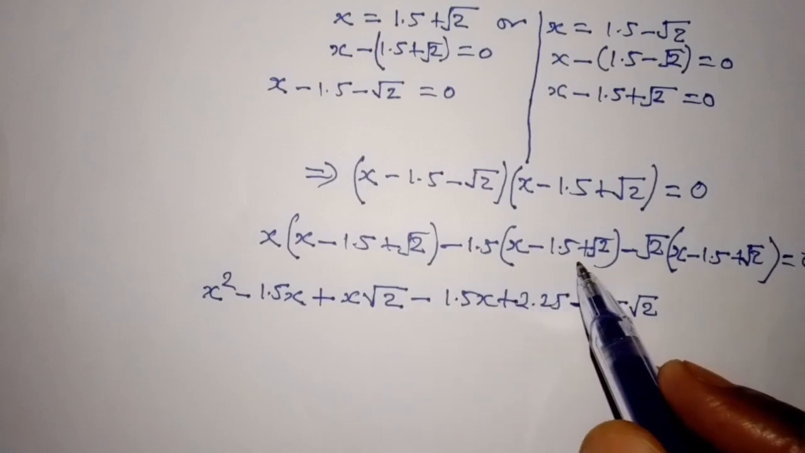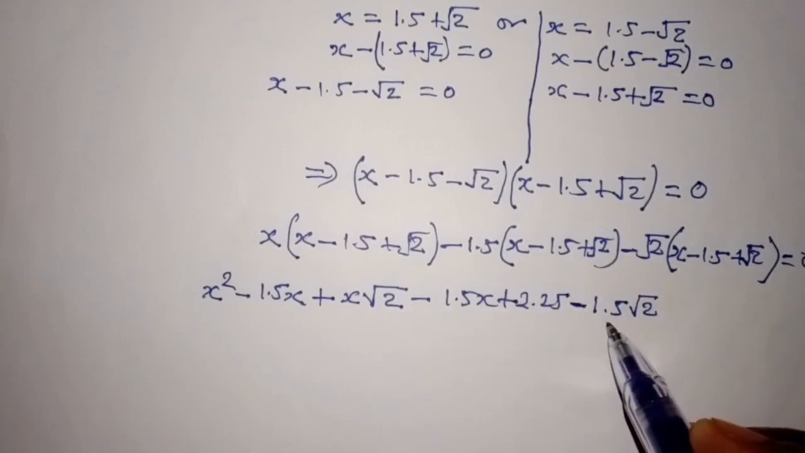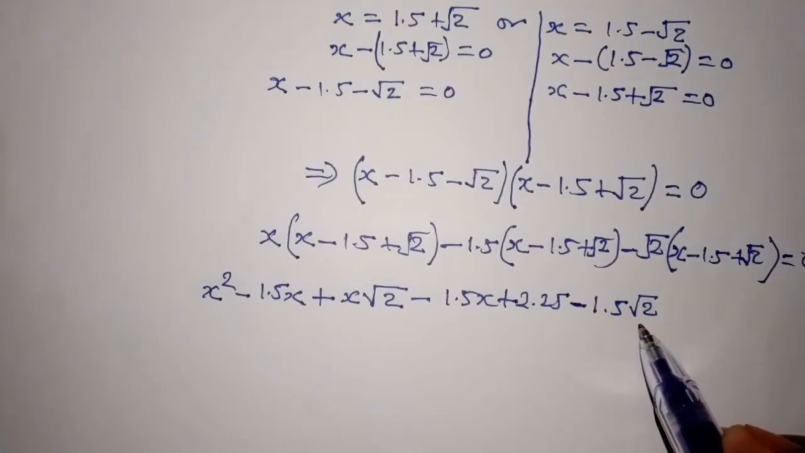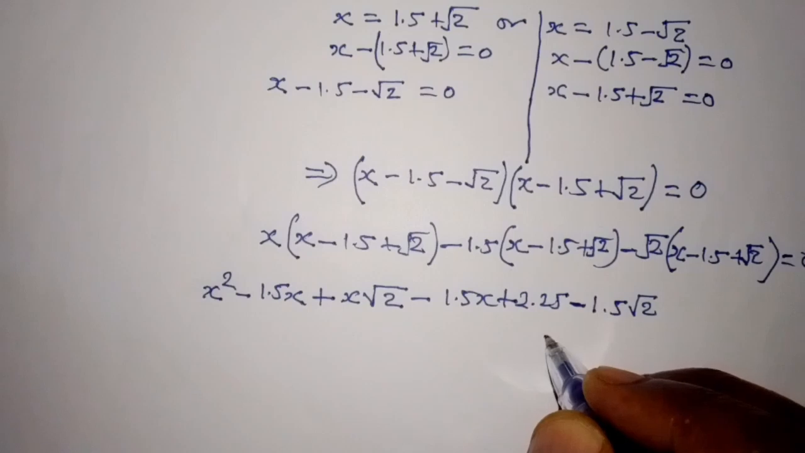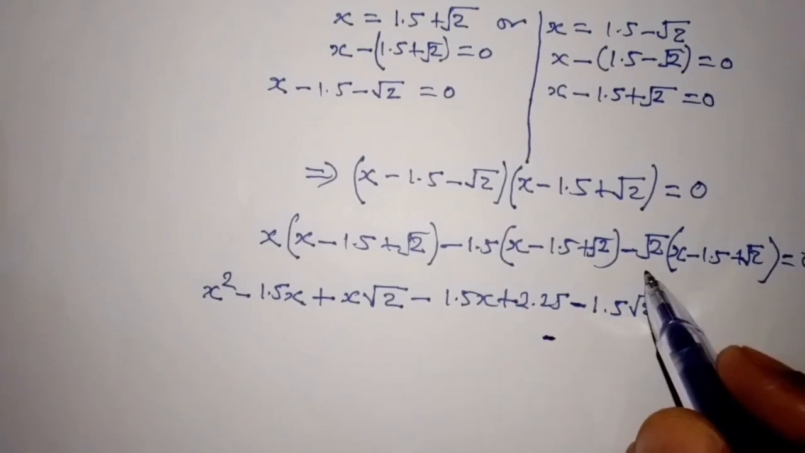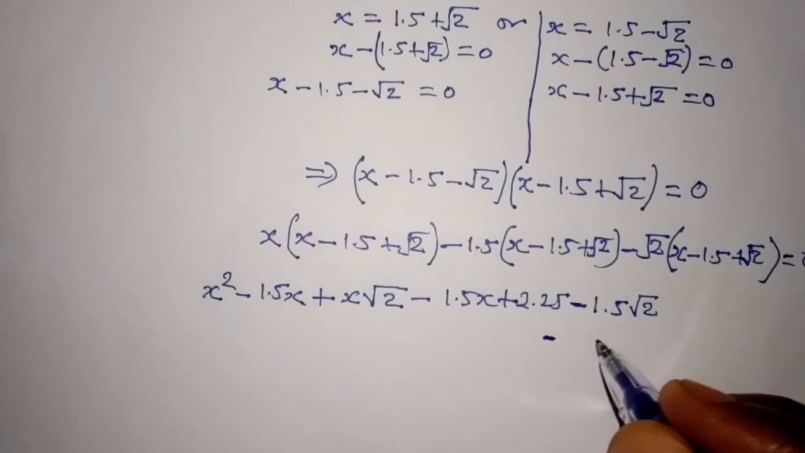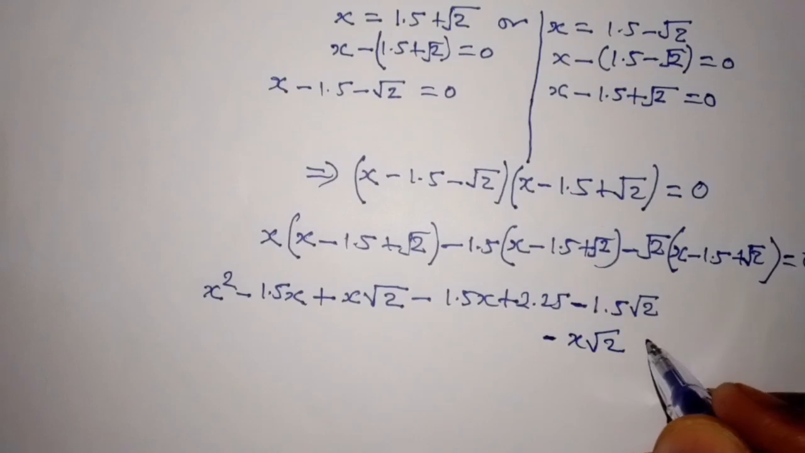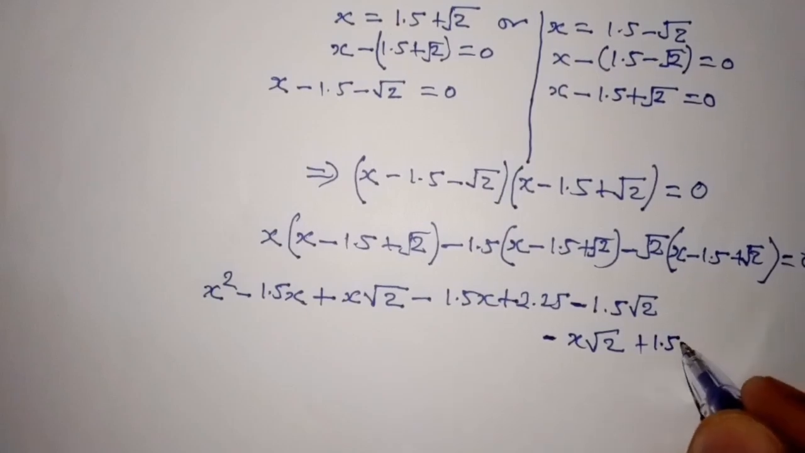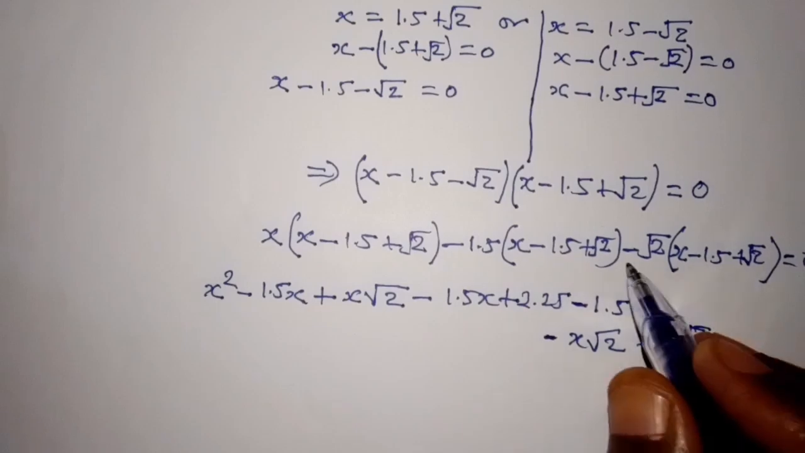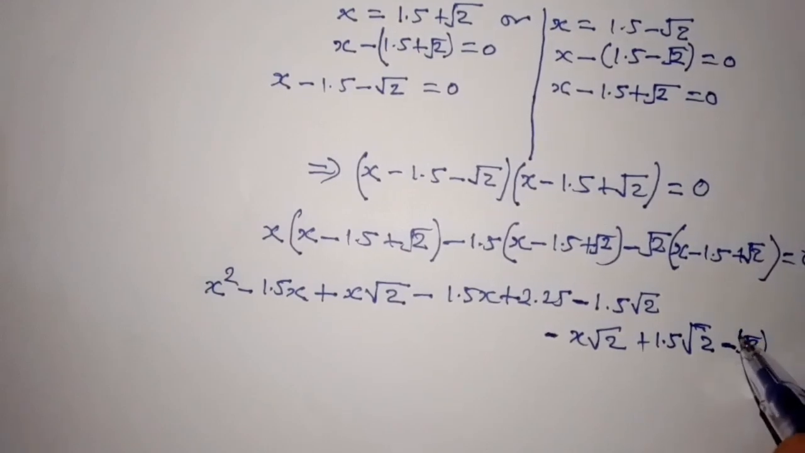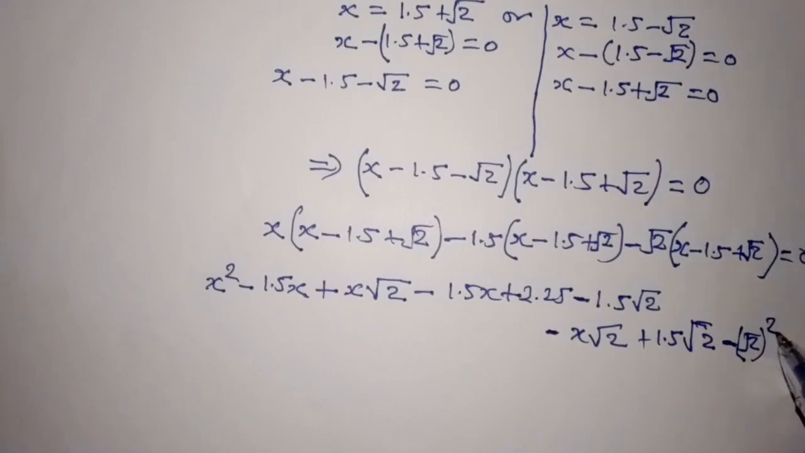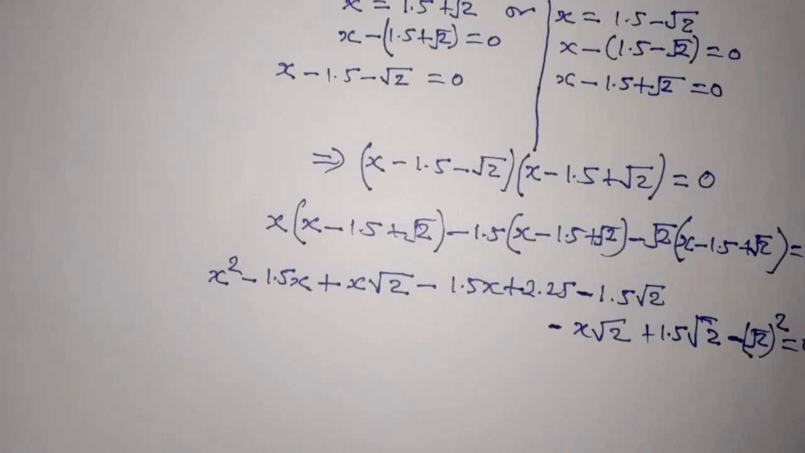Negative 1.5 times positive square root of 2 is negative 1.5 and square root of 2, minus x square root of 2 here, plus negative and negative, it is plus 1.5 square root of 2, negative and positive is negative square root of 2 squared is equal to 0.